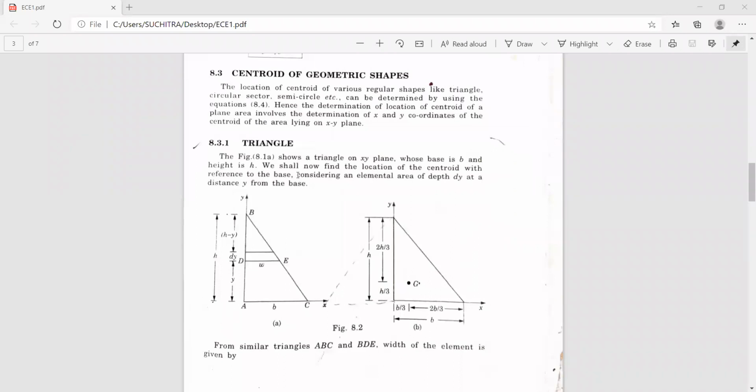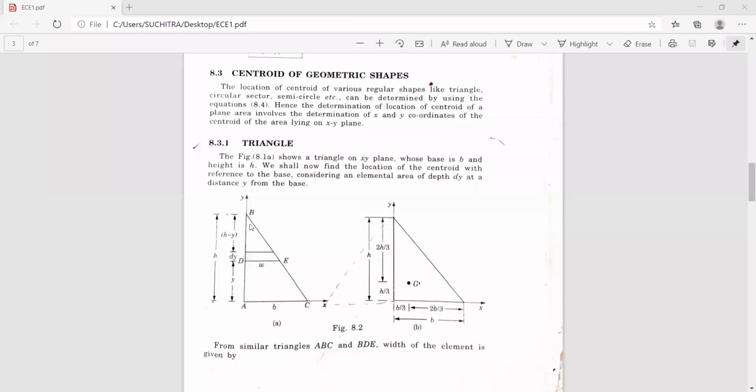Now you can see here, triangle. The figure shows a triangle on the XY plane. So here you have a right angle triangle ABC on the XY plane, whose base is B and height is H. We shall now find the location of the centroid with reference to the base, considering an elemental area of depth dy at a distance y from the base.